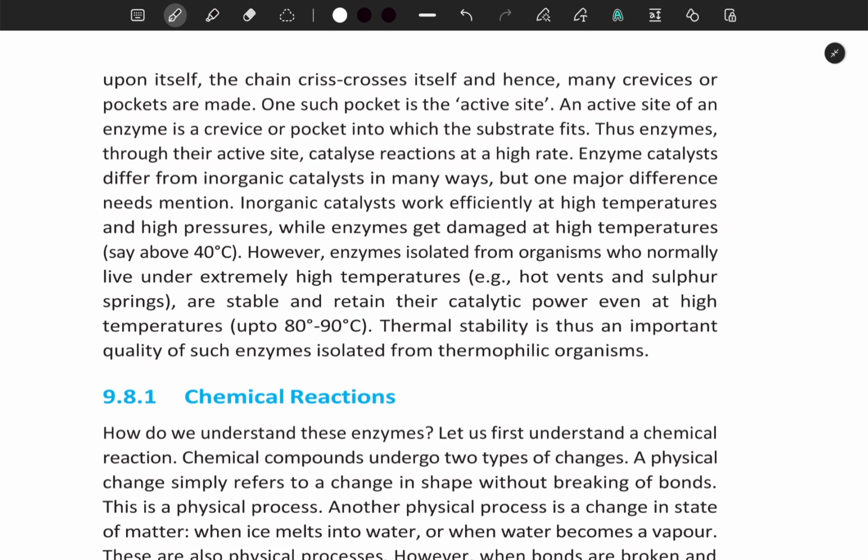Enzyme catalysts differ from inorganic catalysts in many ways, but one major difference needs mention. Inorganic catalysts work efficiently at high temperatures and high pressures, while enzymes get damaged at high temperatures, say above 40 degrees Celsius. However, enzymes isolated from organisms who normally live under extremely high temperatures, for example hot vents and sulfur springs, are stable and retain their catalytic power even at high temperatures up to 80 to 90 degrees Celsius. Thermal stability is thus an important quality of such enzymes isolated from thermophilic organisms.